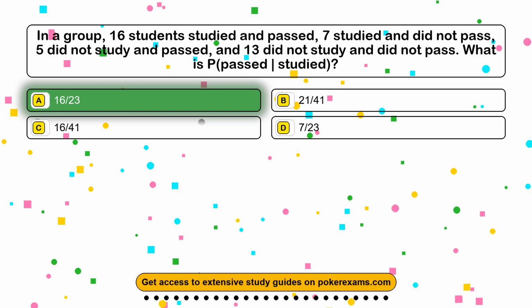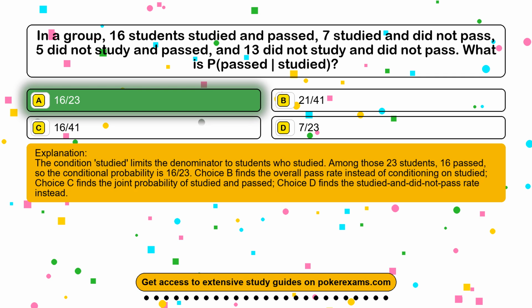The correct answer is option A, 16/23. The condition studied limits the denominator to students who studied. Among those 23 students, 16 passed, so the conditional probability is 16/23. Choice B finds the overall pass rate instead of conditioning on studied. Choice C finds the joint probability of studied and passed. Choice D finds the studied-and-did-not-pass rate instead.